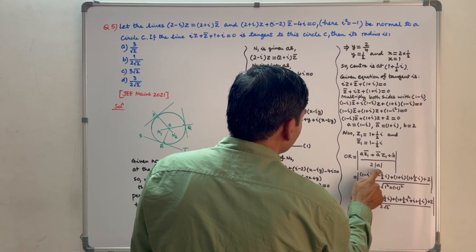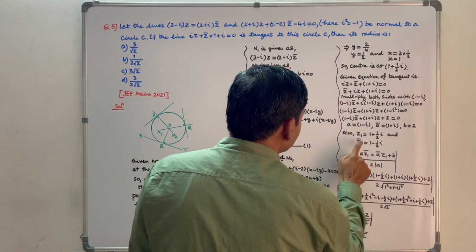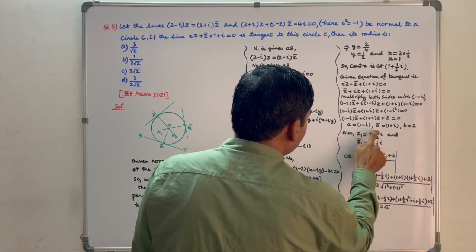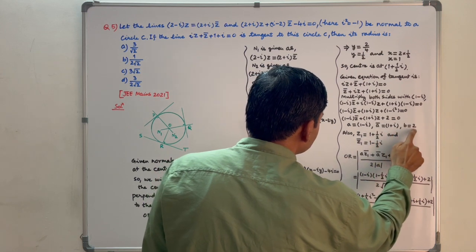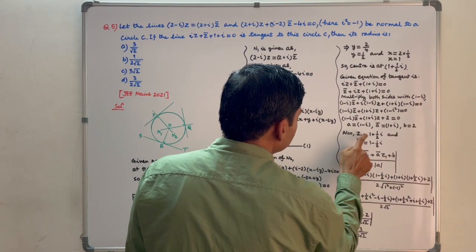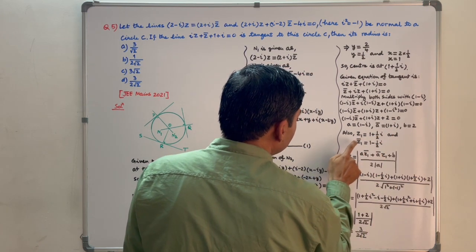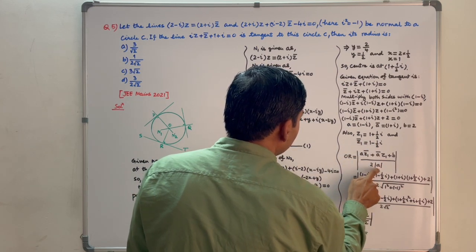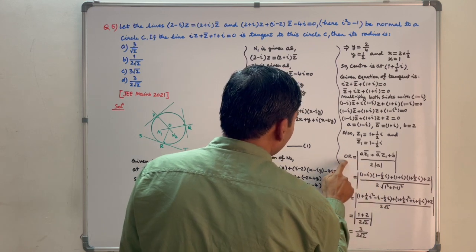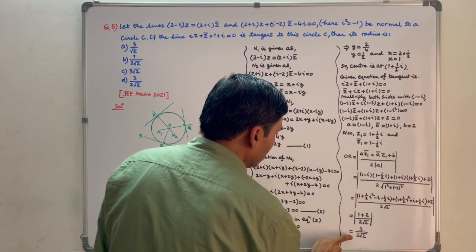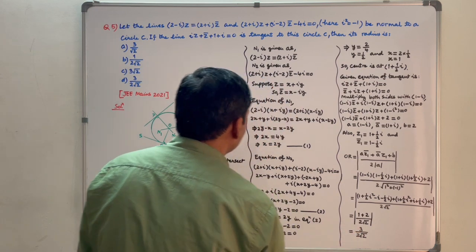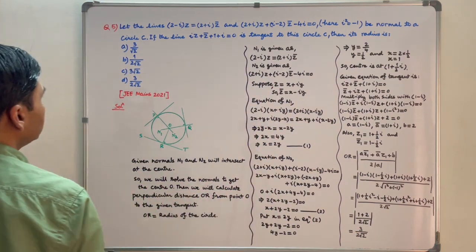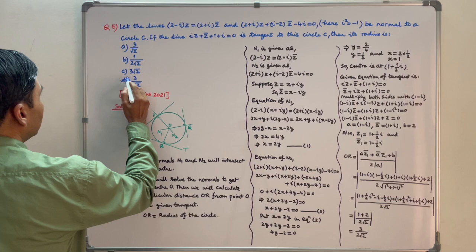We can start putting the values. a is equal to 1 minus i, a bar is equal to 1 plus i, b is equal to 2, z1 is equal to 1 plus 1 by 2 i, z1 bar is equal to 1 minus 1 by 2 i, and mod a is equal to under root 2. So we will get OR, or radius of the circle, equal to 3 upon 2 root 2. So the correct option is option D.